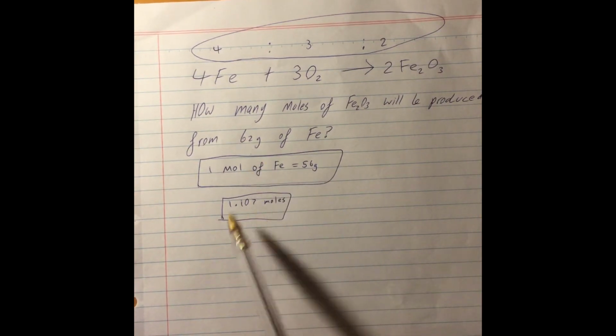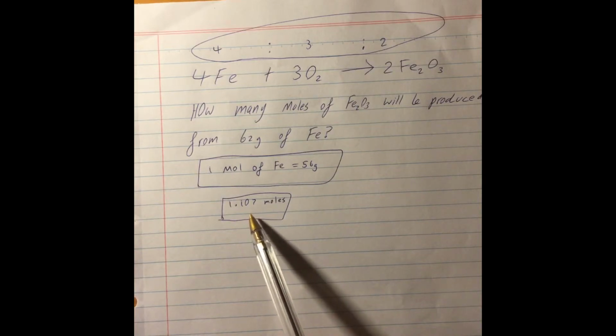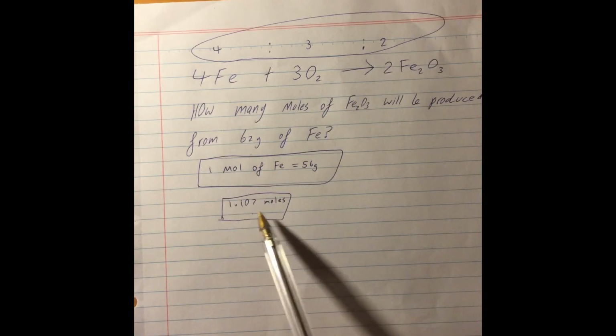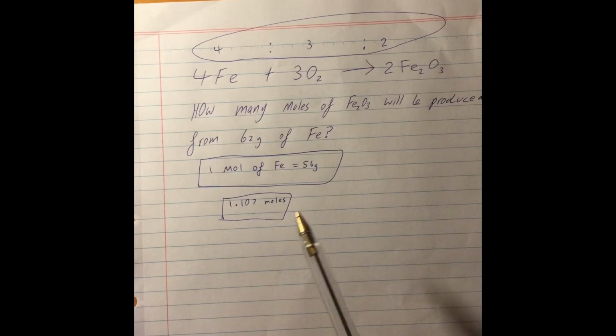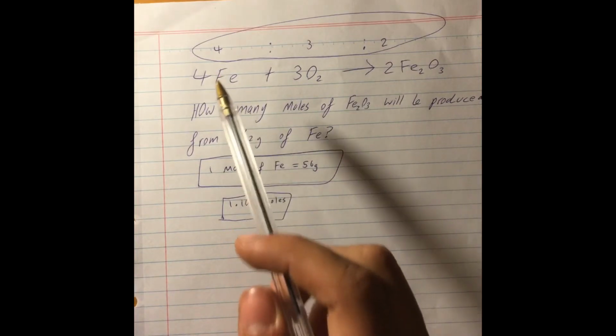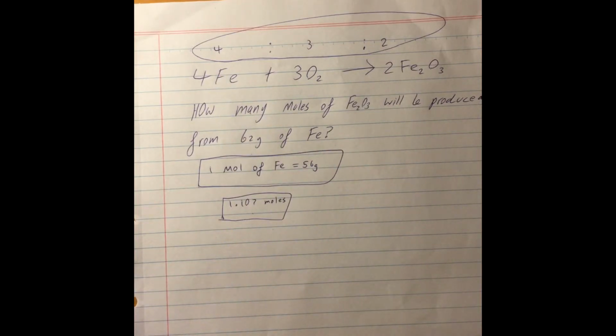So that is the amount of moles. 62 grams of iron is the same as 1.07 moles of iron. Basically, if we look at our molar ratio here, for every 4 moles of iron, we're going to have 2 moles of iron oxide produced. So what it's saying is we're going to have half as much iron oxide produced as we have iron.